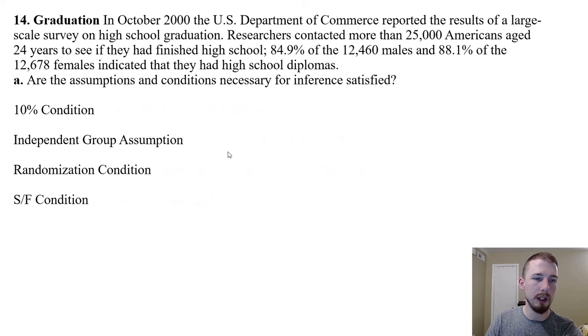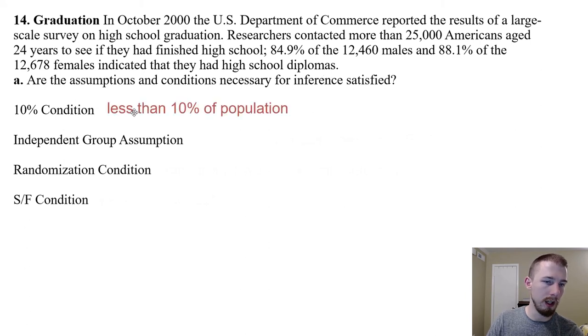So our 10% condition, we know we're sampling without replacement, so as long as we're sampling less than 10% of the overall population, it's not going to change our final conclusion. So in this case, we are sampling obviously less than 10% of all males and females in the US, so that's totally fine.